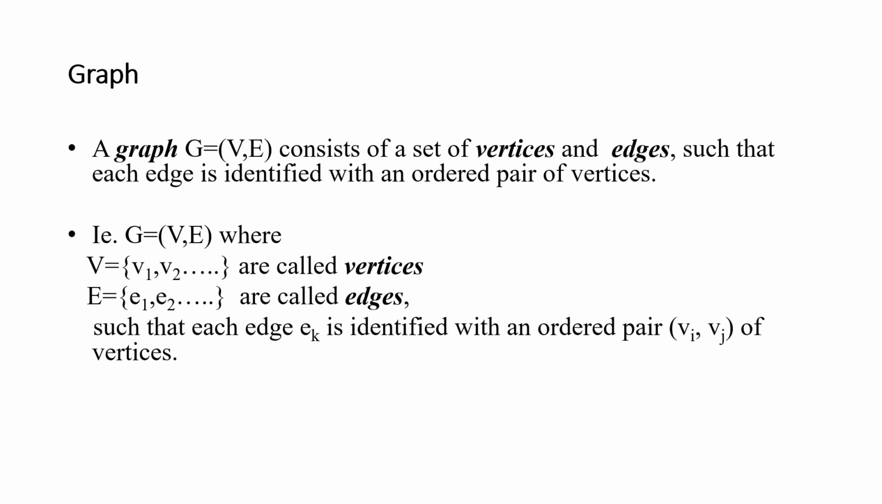Now we can see what is meant by a graph. A graph G is defined as a collection of vertices and edges such that each edge is identified with an ordered pair of vertices. Here V represents the set of vertices and E represents the set of edges. Each edge Ek is identified with an ordered pair of vertices Vi and Vj.